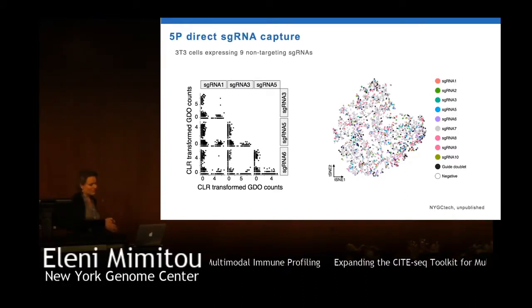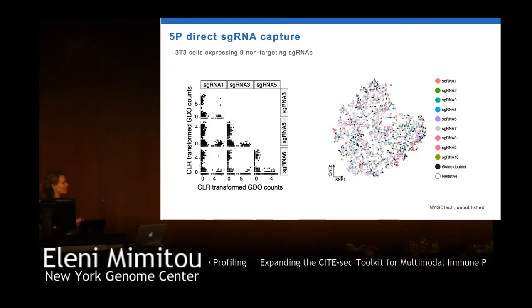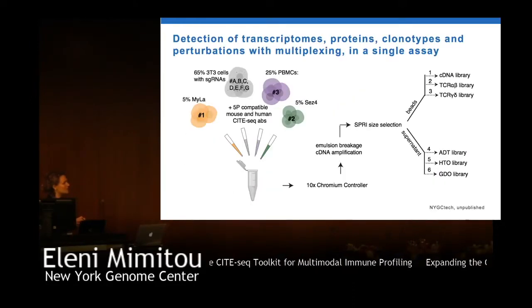But in fact, that mouse sample was only part of the sample that was taken into this 10x round. It was only 65%, 25% were PBMCs, and 10% were some lymphoma cell lines. These were stained with 5' compatible mouse and human CITE-seq antibodies, CD29 to be more specific, and then run in 1 lane of 10x. After size selection, we used the bead fraction to make cDNA libraries, TCR alpha beta and gamma delta libraries, and the supernatant to make ADT library, HTO, and GDO library.